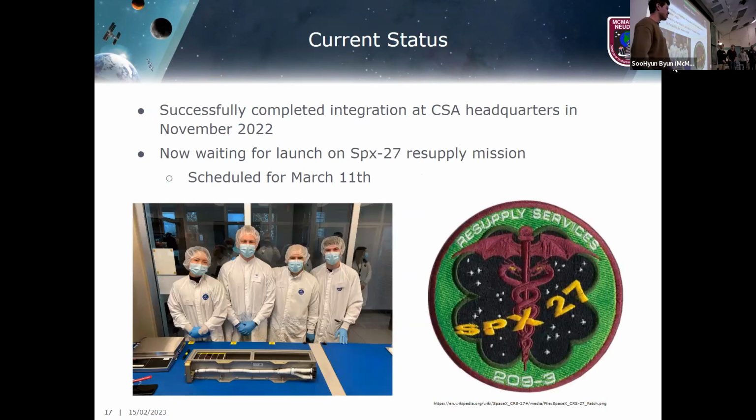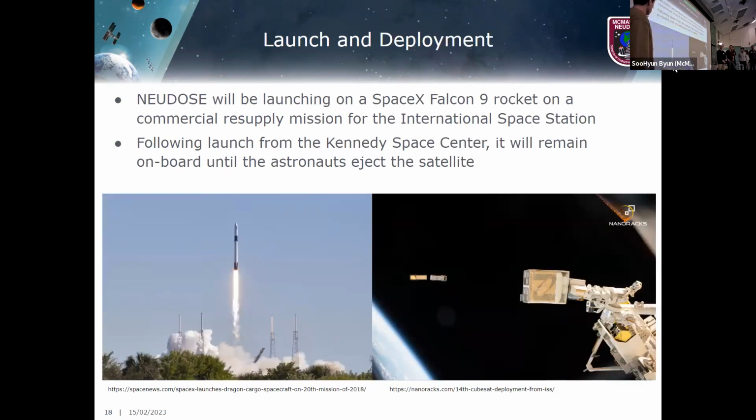So as you heard, we successfully completed integration at the Canadian Space Agency headquarters in November of last year. So we're just waiting for the SpaceX resupply mission to actually launch it up to the International Space Station. So this was us at the CSA, and you can see our satellite inside one of the deployers. And then on the right is just the patch that they've given us for the mission.